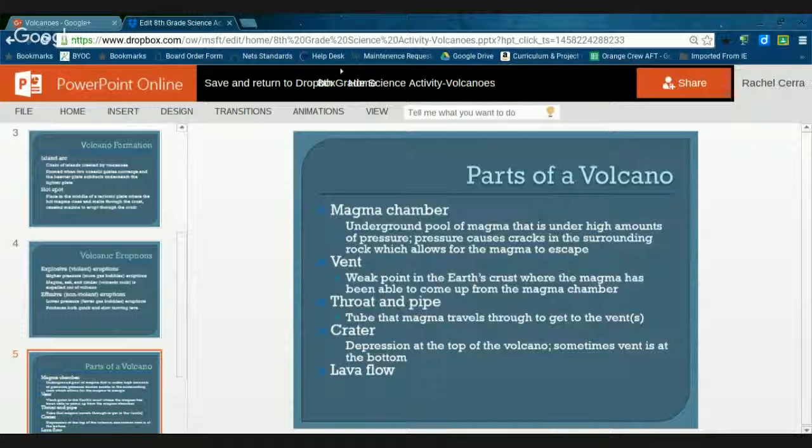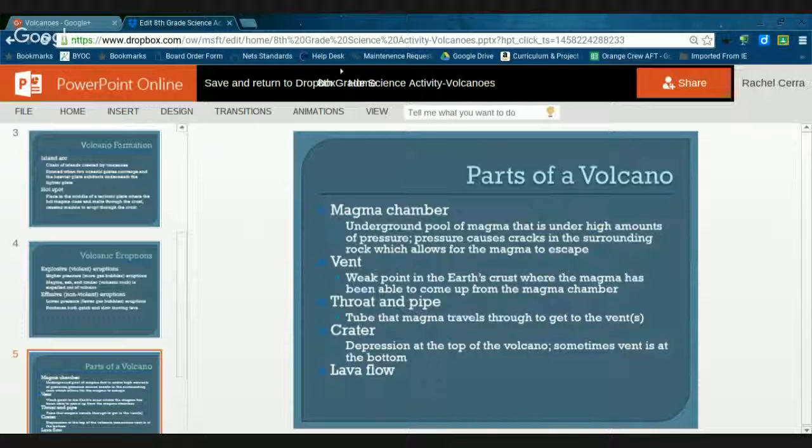And that pressure is going to cause those cracks in the crust to occur, so that they can then turn into the pipe, which is the mechanism that the volcanoes are going to use to push that magma up through the crust and onto the surface. The vent is where the magma actually is able to come out from the magma chamber. So this is on the surface.